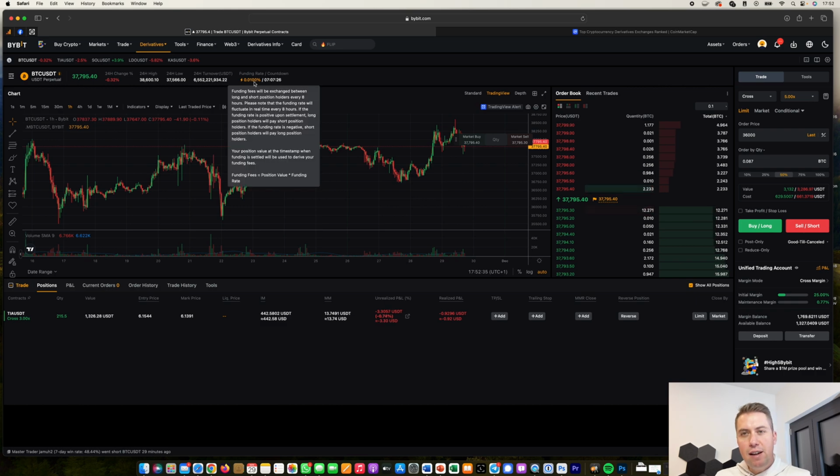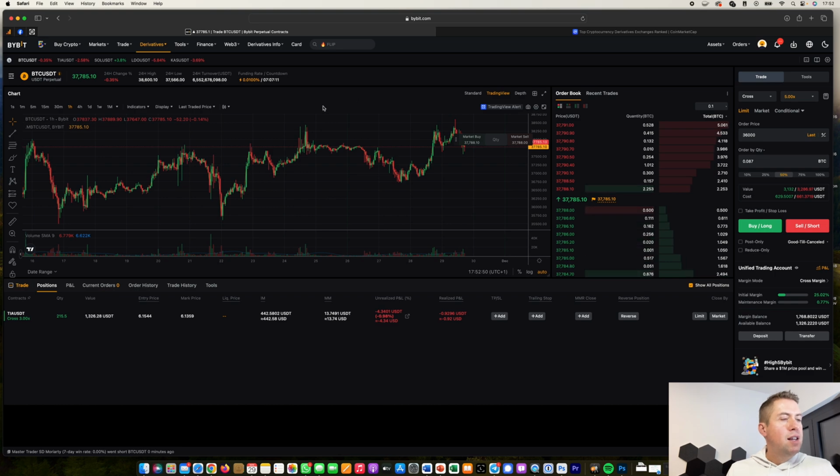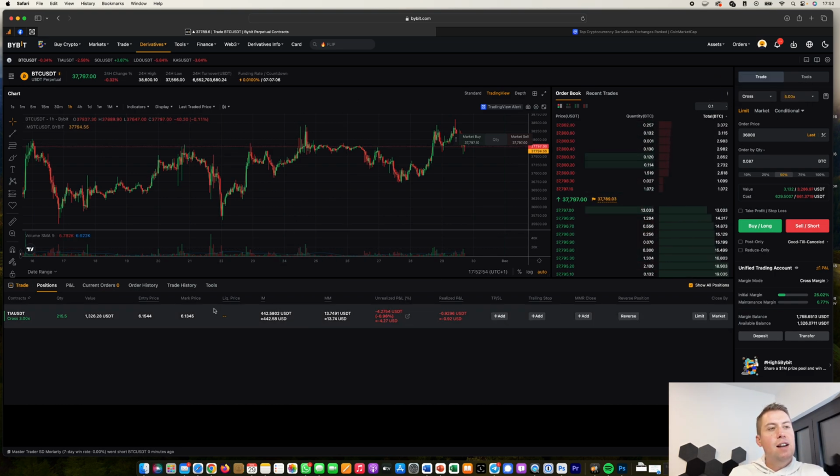And funding is basically there to adjust for the number of long contracts and short contracts. So usually more people are long or more people are short, and to adjust for that you have funding. So right now longs are basically paying shorts. So that's basically it in terms of futures trading.